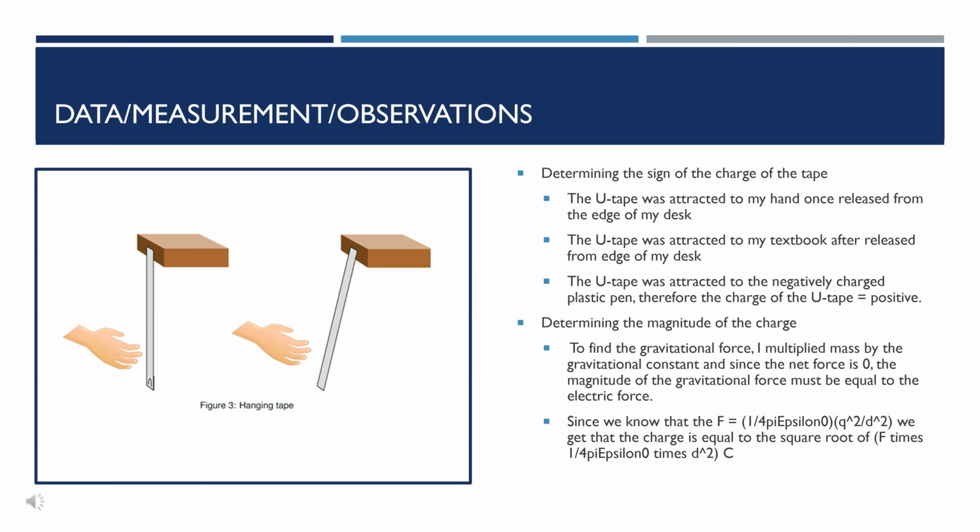In order to determine the magnitude, I first found the gravitational force, in which I multiplied the mass by the gravitational constant, and since the net force is 0, the magnitude of the gravitational force must be equal to the electric force. Since we know that the force equals 1 over 4 pi epsilon naught times charge squared over distance squared, we get that the charge is equal to the square root of F times 1 over 4 pi epsilon naught times d squared.